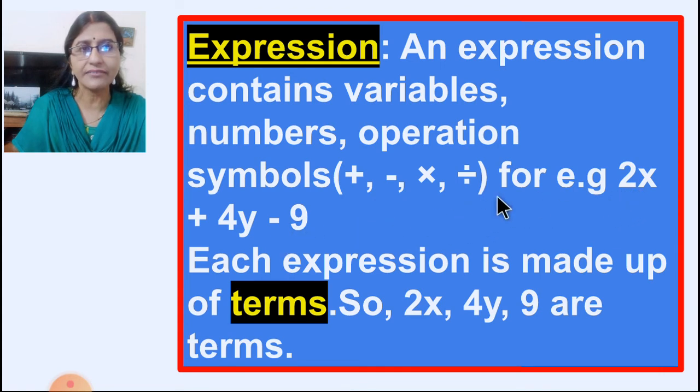This is not called an equation because there is no equal to sign. So this is an expression: 2x plus 4y minus 9. Here you can see there are operation symbols, plus, minus, and then you can see x, y. It consists of variables, x and y, and the numbers 2, 4, minus 9. This is totally called an algebraic expression. Each expression is made up of terms. Now 2x, 4y, 9, these all are terms. If you take them separately, they are all called terms.